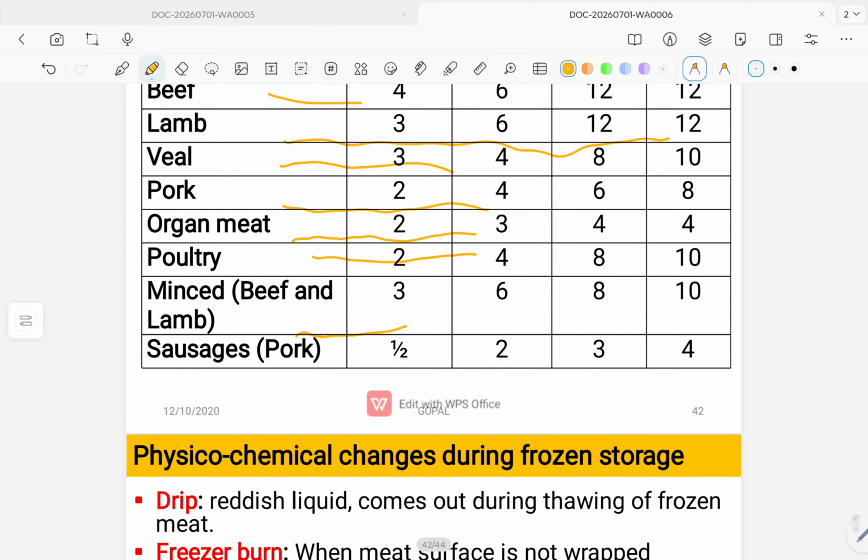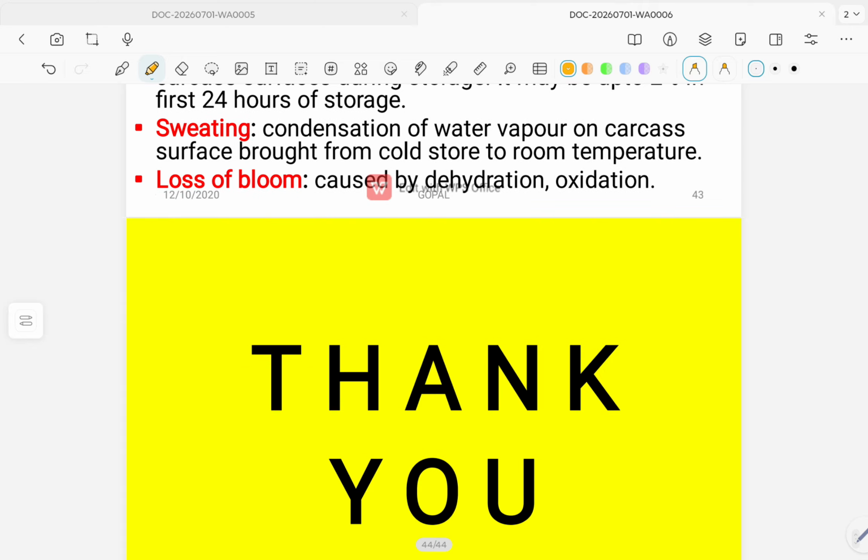Shrinkage: loss of weight due to evaporation from carcass surface during storage. It may be up to 2% in first 24 hours of storage. Sweating: condensation of water vapor on carcass surface brought from cold store to room temperature. Loss of bloom caused by dehydration, oxidation.